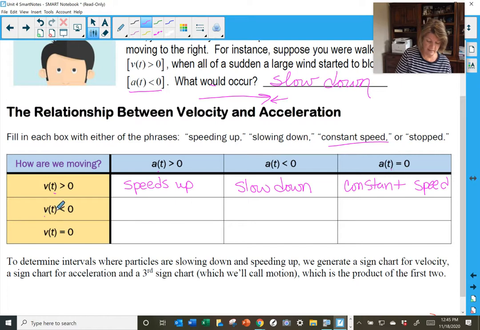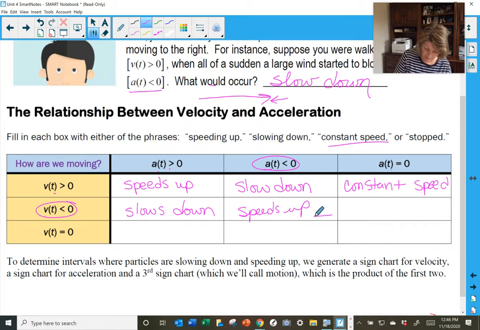If velocity is 0, but acceleration's positive, then it's going to slow down. One of each sign, a positive and a negative, kind of creates a negative. Think about that. Like if I multiplied those two, I would get a negative. It slows down. If I have negative velocity and negative acceleration, negative times negative makes a positive, so it's going to speed up.